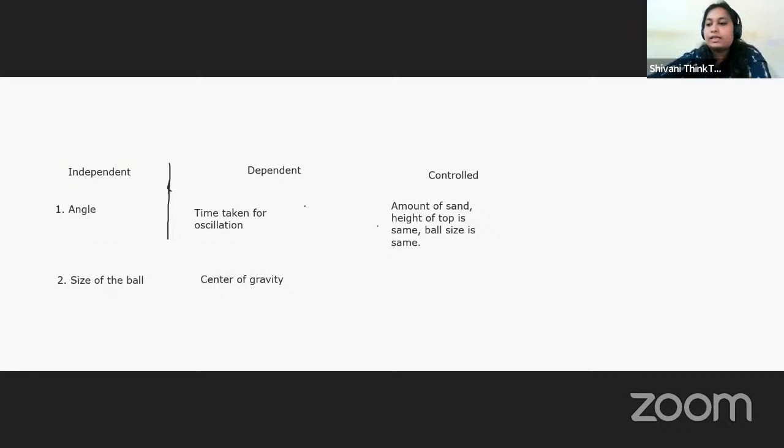Okay. Now what I'll do, I'll take the initial cone. And this time I'll change the shape. Same amount of sand, same ball, but I'll change the shape. I'll try doing this on the surface if I can. What do you see? This stops oscillating in just few seconds. It doesn't take a lot of time. You can see that. So this time what I'm changing, the independent variable is shape of the cone.